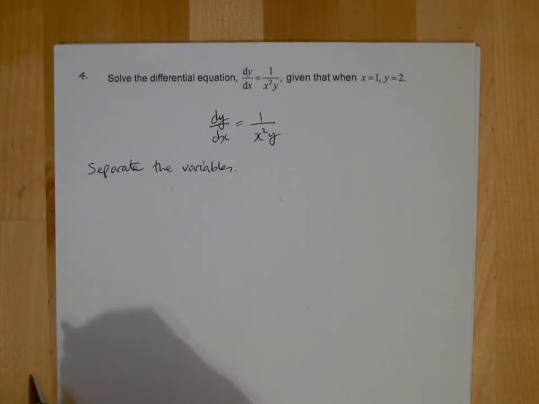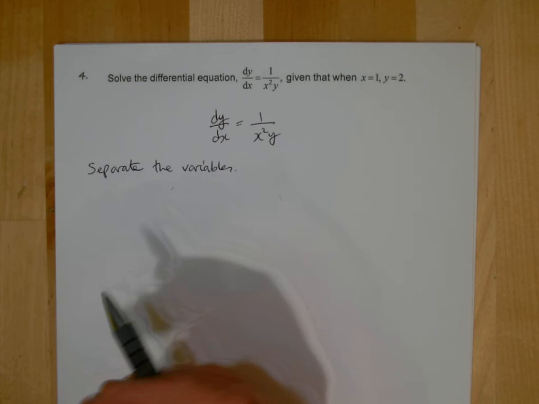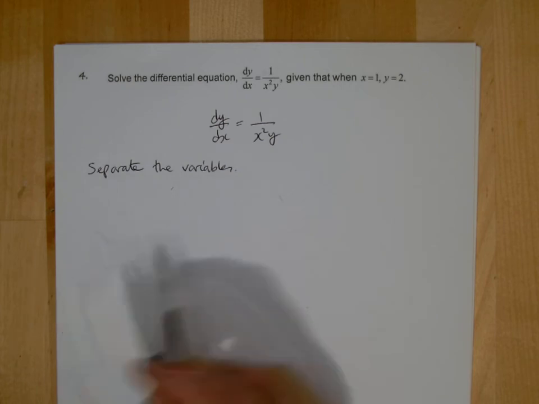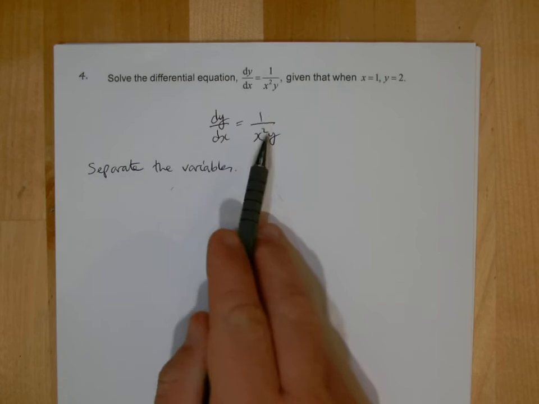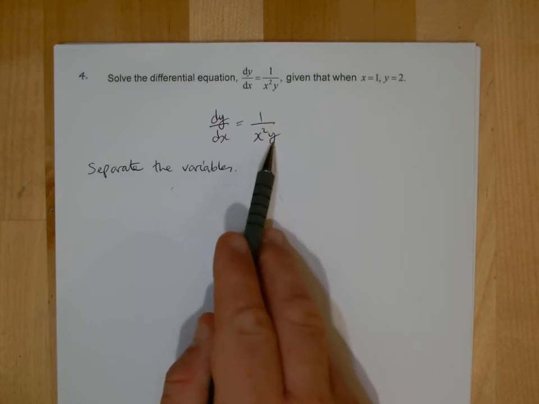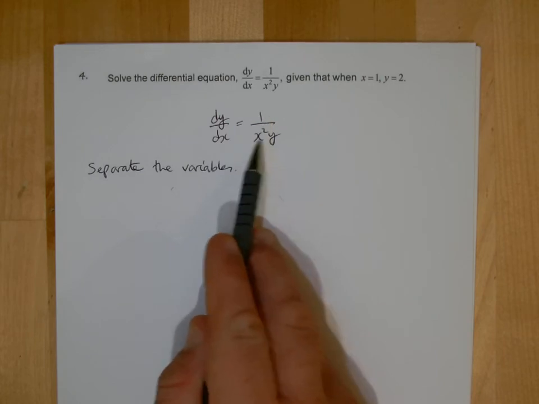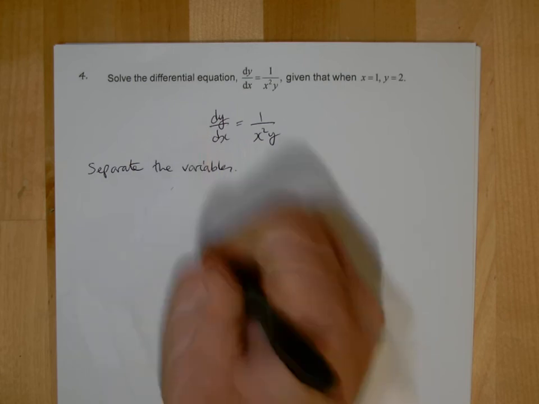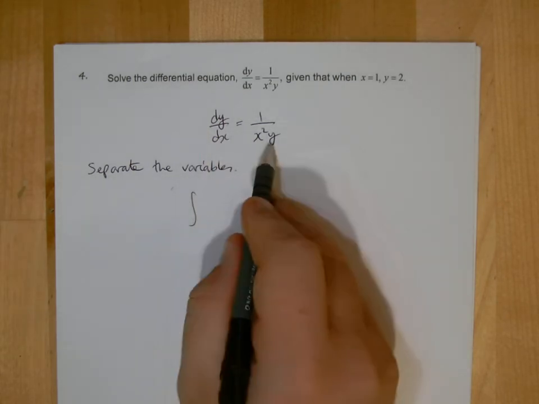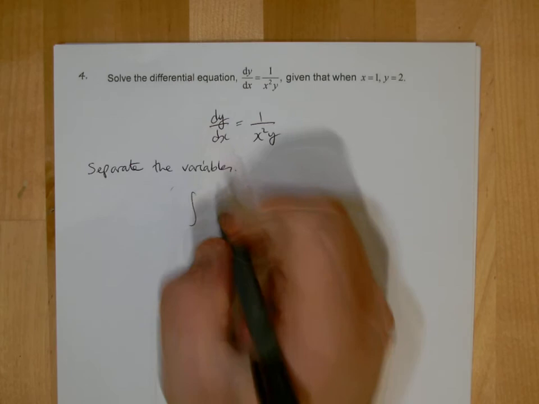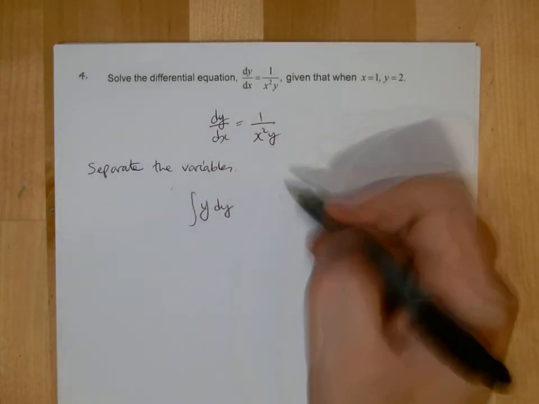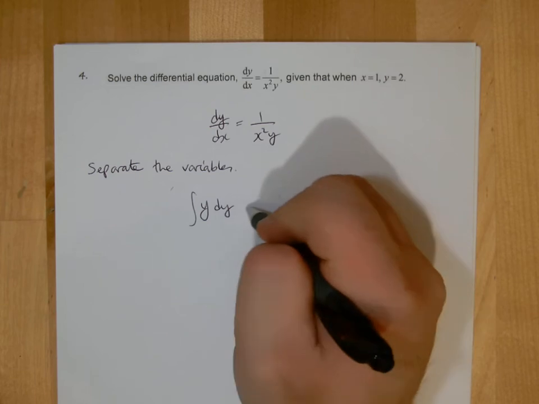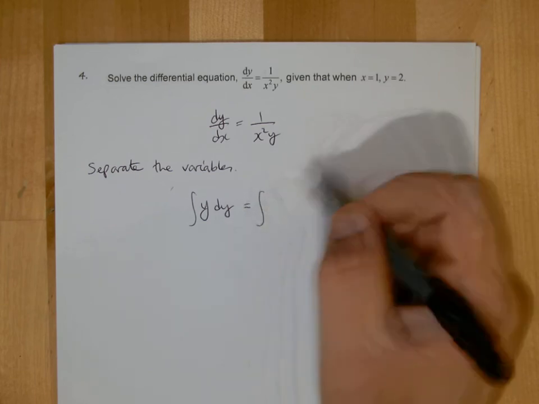We're going to separate the variables. Remember the idea is to get the x's onto the right hand side, in this case the y's onto the left hand side. Now we do have a y term this side, and because we like dividing by y, when you take that over to the side you're going to be multiplying by y. So we'll have the integral of y dy, so y with respect to y, equals then the integral here.